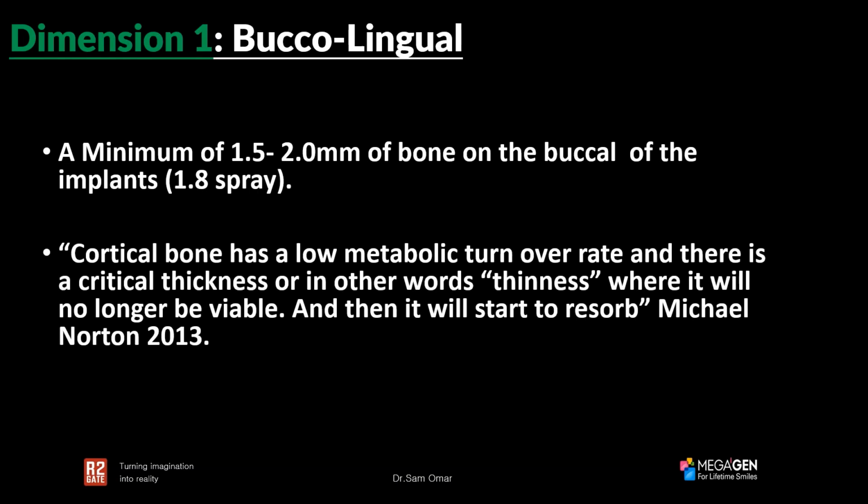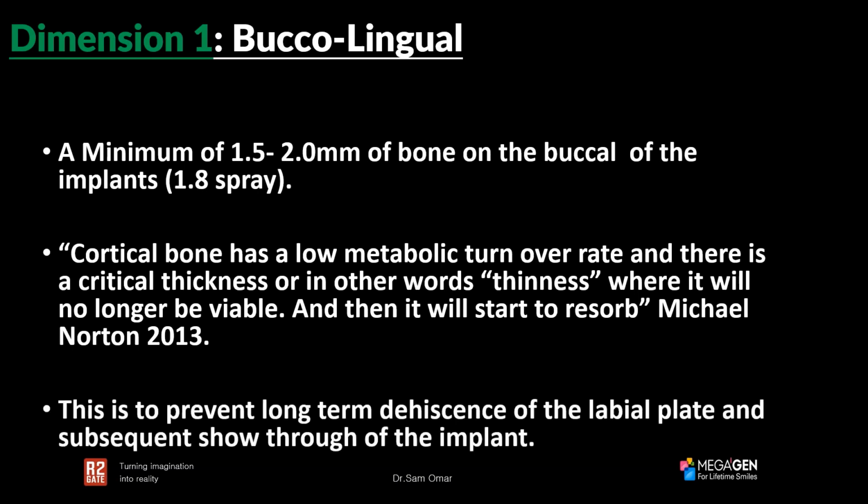The reason being is that this type of bone is usually cortical bone, and cortical bone has what we call a low metabolic turnover rate, which means that the capacity of this bone to repair itself is quite diminished. So we need to always keep this bone at a certain thickness, and there's a critical thinness. If we go beyond that thinness, that bone will no longer be viable because the amount of blood supply that goes to this type of bone will be diminished, and then that bone is going to start to resorb. So we keep that 1.5 or 2 millimeters on the buccal side just to prevent the long-term dehiscence of the labial plate and the subsequent show-through of the implant.